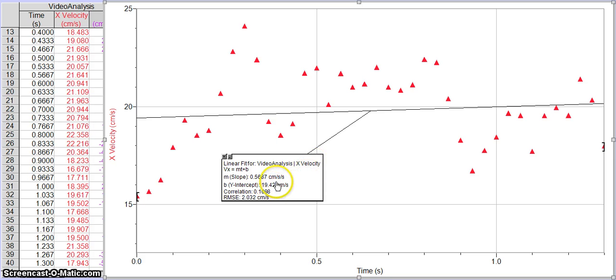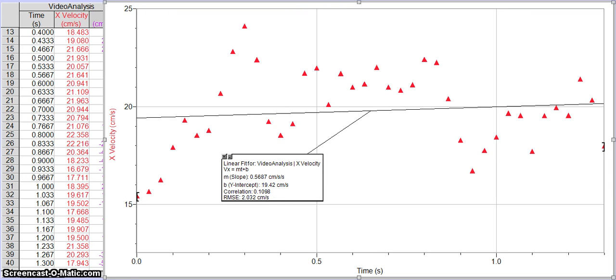So actually that unit and our slope is our acceleration. So yeah, our slope is actually our acceleration, and we can find that our slope is very close to zero right there.